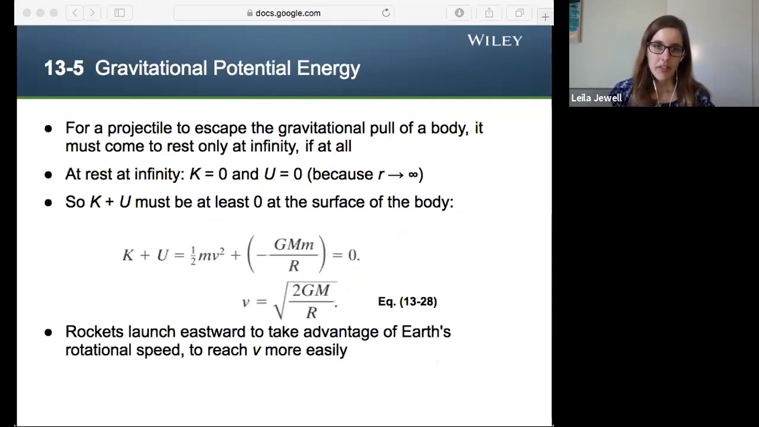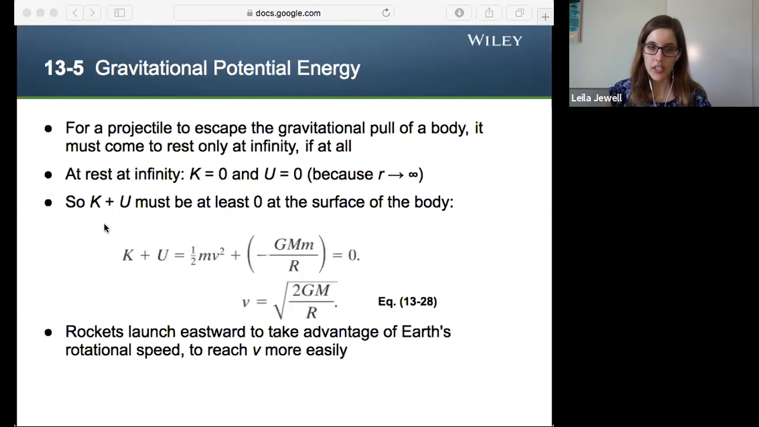So at rest at infinity, that means our kinetic energy, once we're infinitely far away, is 0. And that's a point where our potential energy will also be equal to 0, because as r goes to infinity, potential energy approaches 0. So that tells us that K plus U, the mechanical energy, must be equal to 0 at the surface of the body.